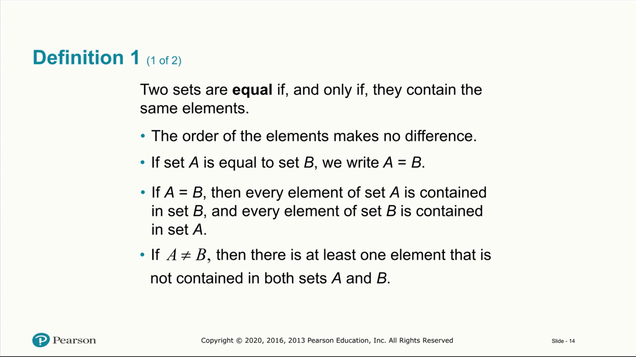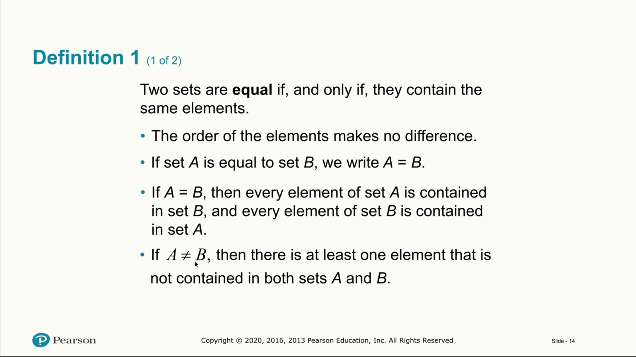Now we want to get into discussions about how we can compare sets, right? Well, the simplest kind of comparison would be under what conditions are two sets equal, right? And that's only possible if they contain exactly the same elements. Again, remember the order makes no difference. And if two sets are equal, we just use the regular equal notation. Notice that if two sets are equal, then of course every element of A is contained in B and vice versa, right? Every element of B is contained in A.